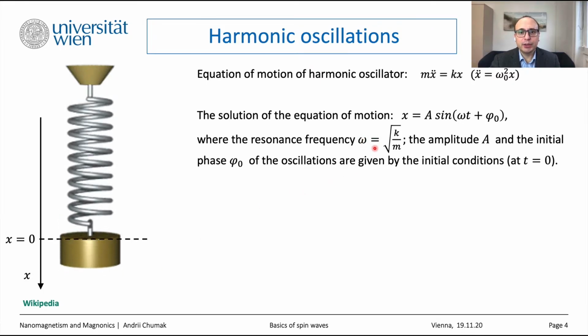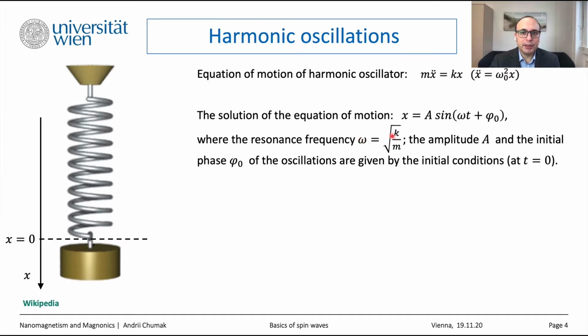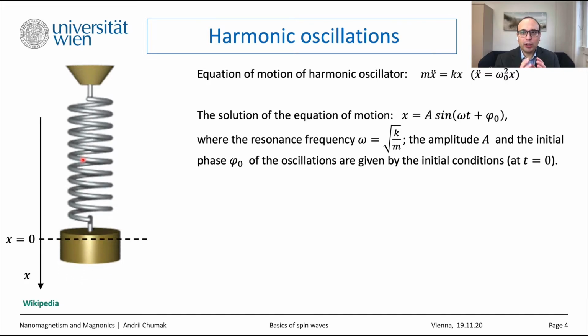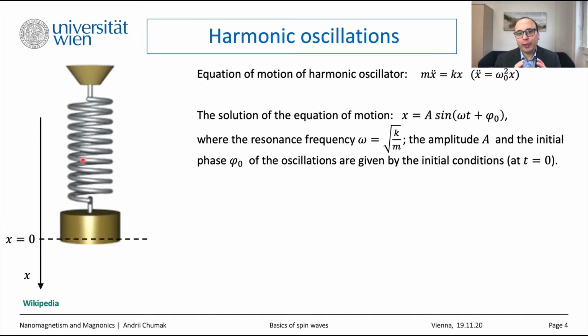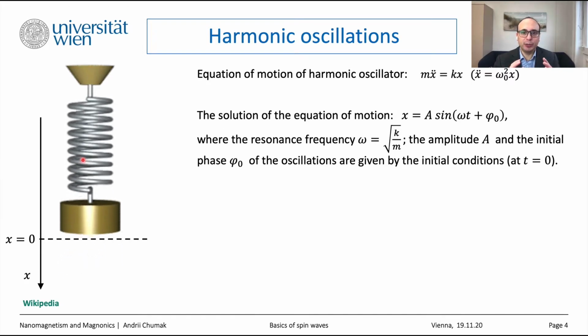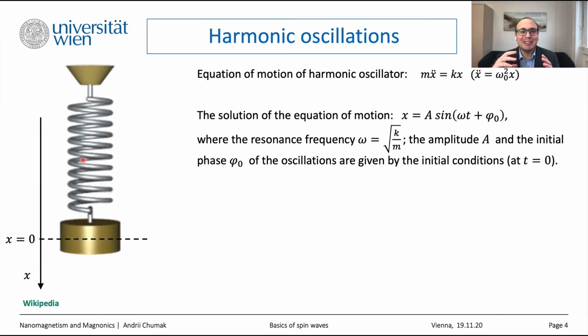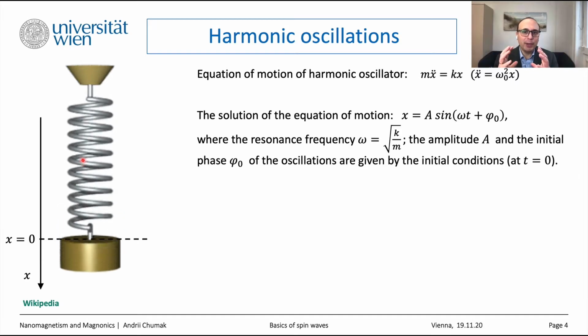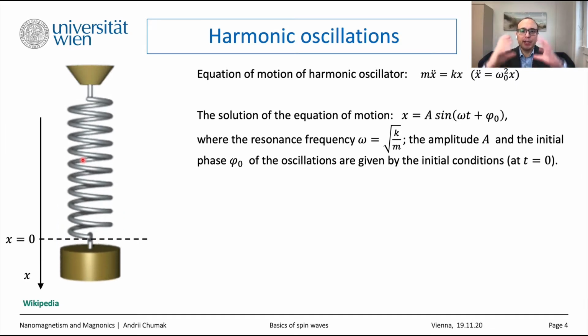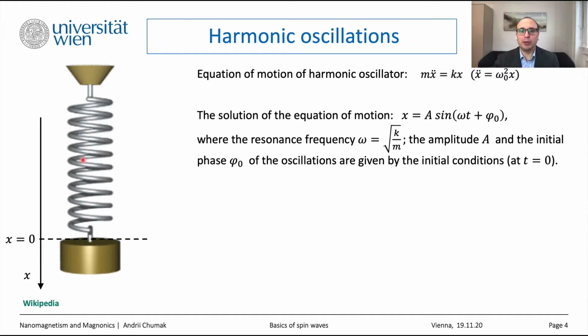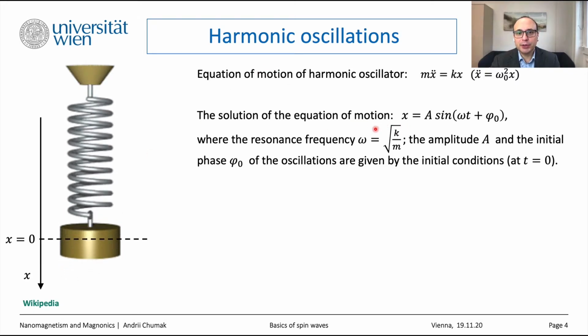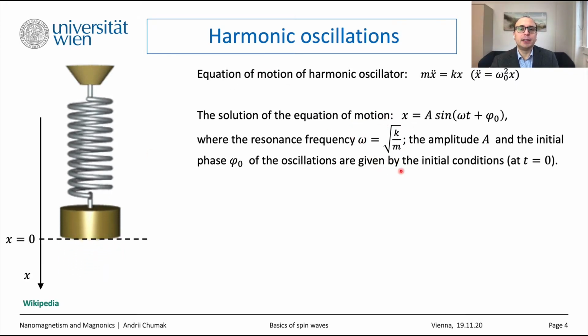And as you see in this omega, you can immediately see that if you take the spring, for example, thicker or stronger, then the frequency of oscillations will be larger, so it will be a very fast oscillation. But if you use a heavier mass, you increase the mass, the oscillation will be slower and slower. And that's exactly what you see here by this dependence.